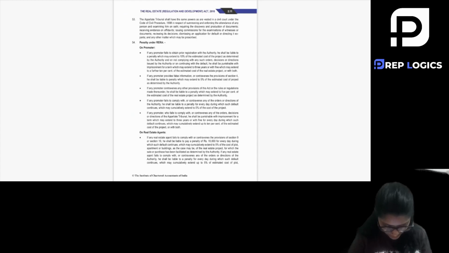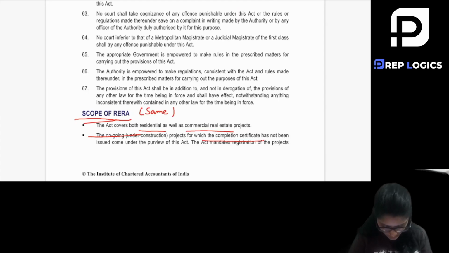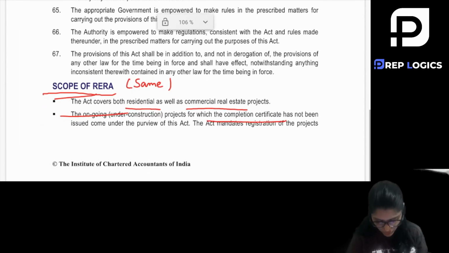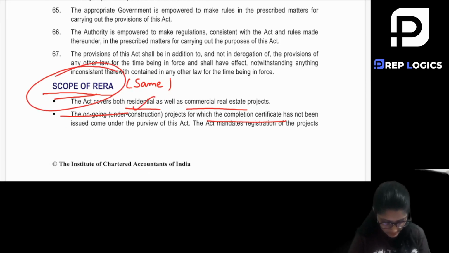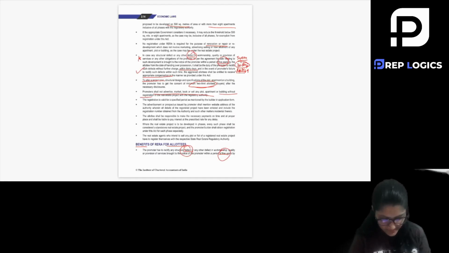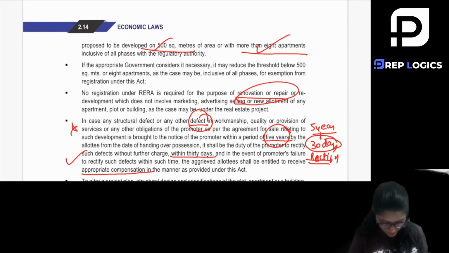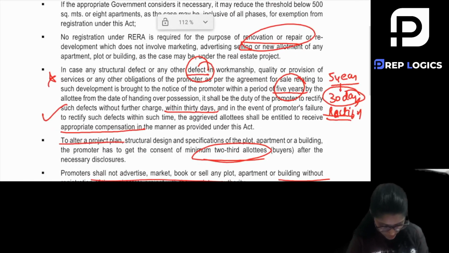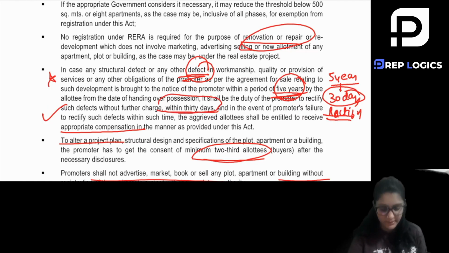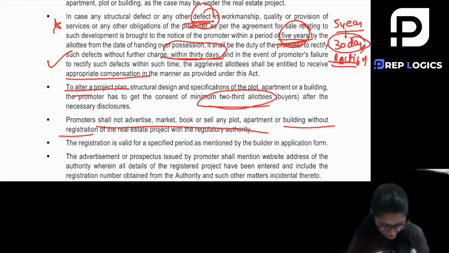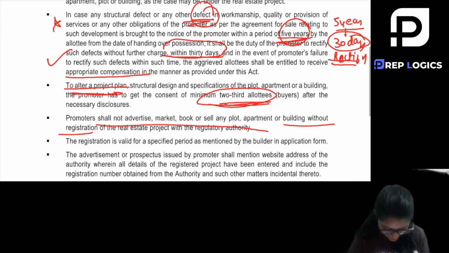Now let us cover the scope, which is almost the same things. Residential and commercial property ongoing projects completion certificate, we have already studied. 500 square meter, 8 apartments, repair and renovation point. If there is any structure defect, 5 years has been given, and within 30 days he needs to rectify the same. If there is any alteration in the project, 2/3 of allottee approval needs to be taken.